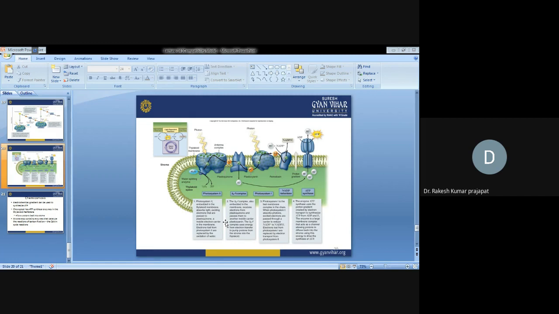Calvin cycle. All these proteins are arranged in the membrane: photosystem 2, b6f complex, thylakoid membrane, photosystem 1, NADP reductase, ATP synthase.